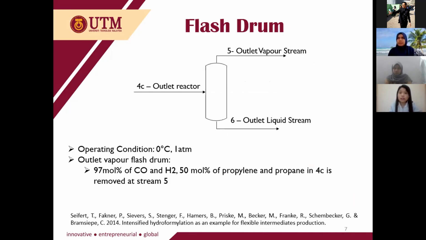The following equipment is a flash drum. For this flash drum, the operating condition is 0 degrees Celsius and 1 atm. At the flash drum, as we refer to the journals as stated below, 97% of CO and H2, and 50% mole fractions of the propylene and propane in C4 are removed at stream number 5.